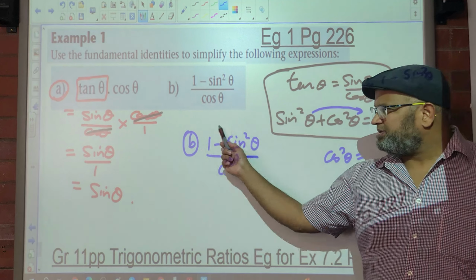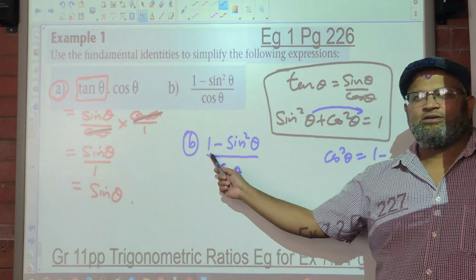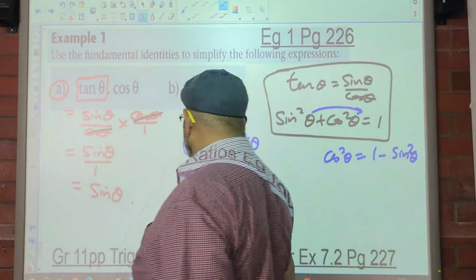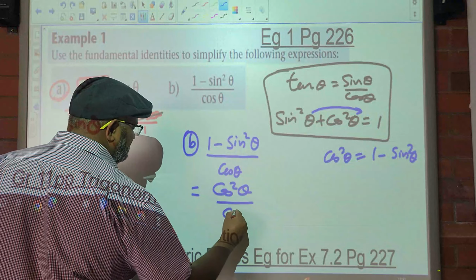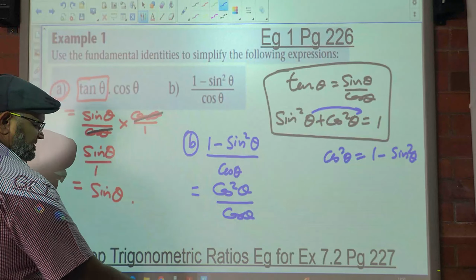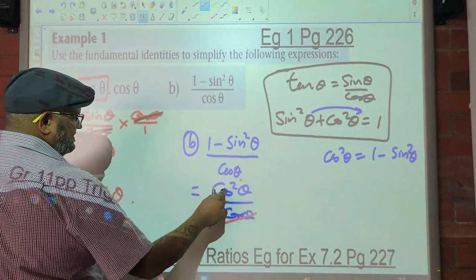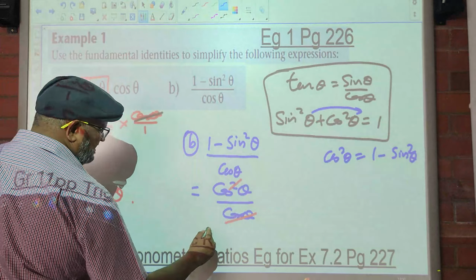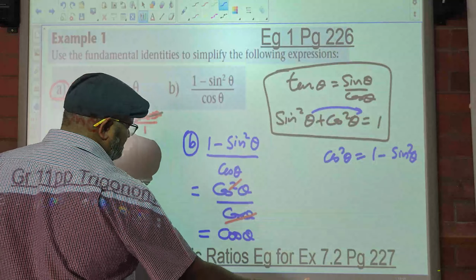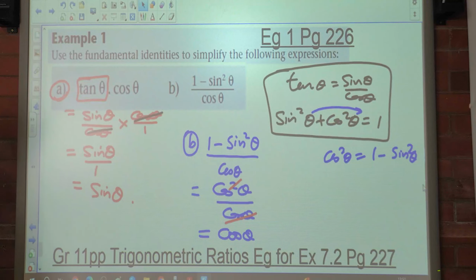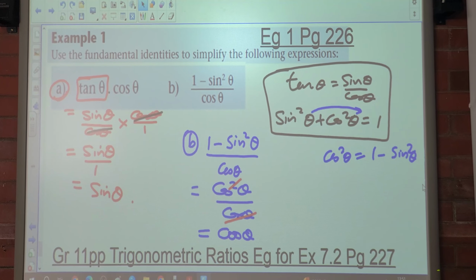So this we can replace with cos square theta. So we have simply cos square theta over cos theta. So what happens now? Cancel. So the answer is cos theta over 1, which is cos theta. See any confusion there? You guys understand?